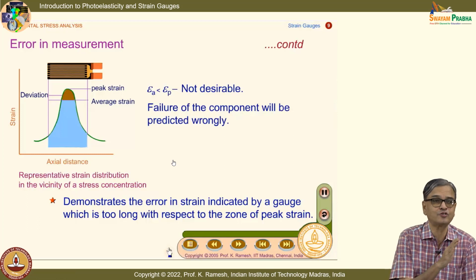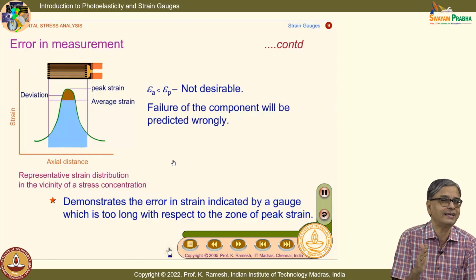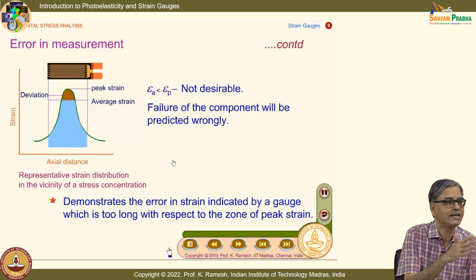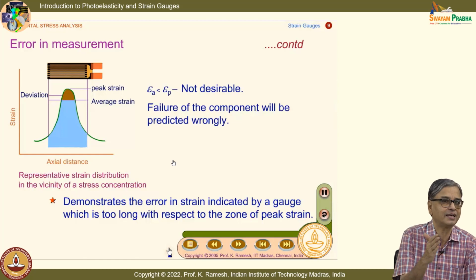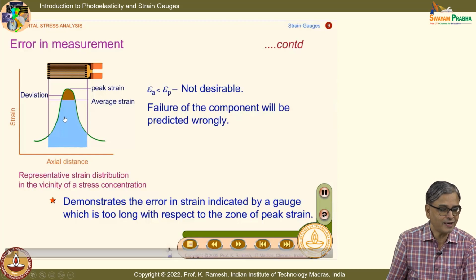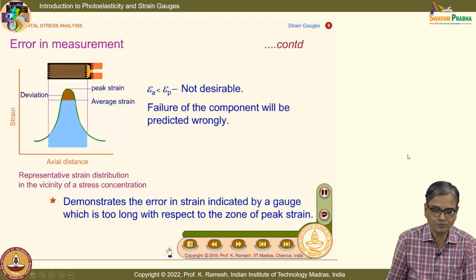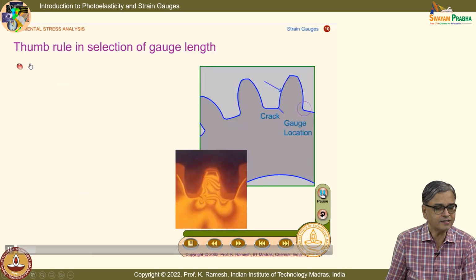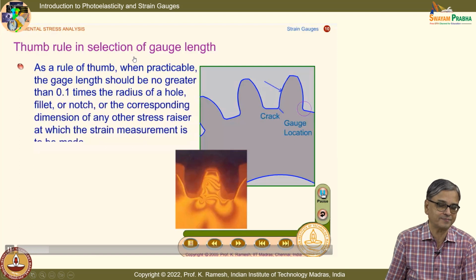If the stress state is uniform, no issue. If I want to paste it on a cantilever where the stress is varying linearly as a function of distance, the average will equal the strain at the point of interest. But when I have a plate with a hole, that is what we are going to see in the next slide. So, what is a thumb rule in selection of gauge length?